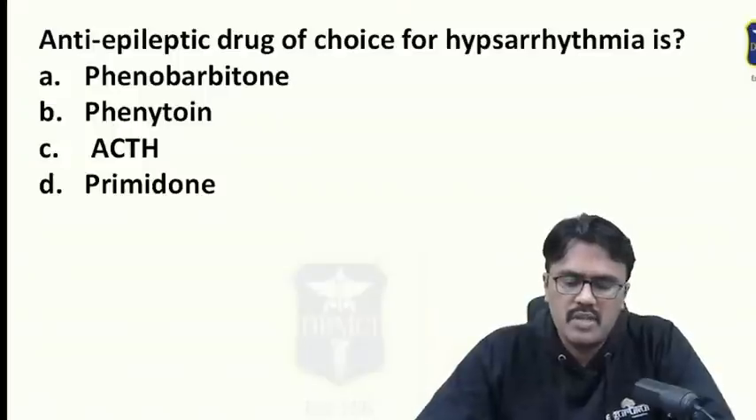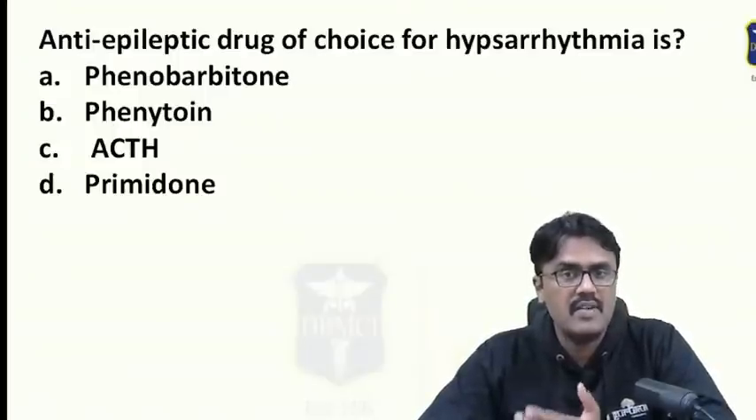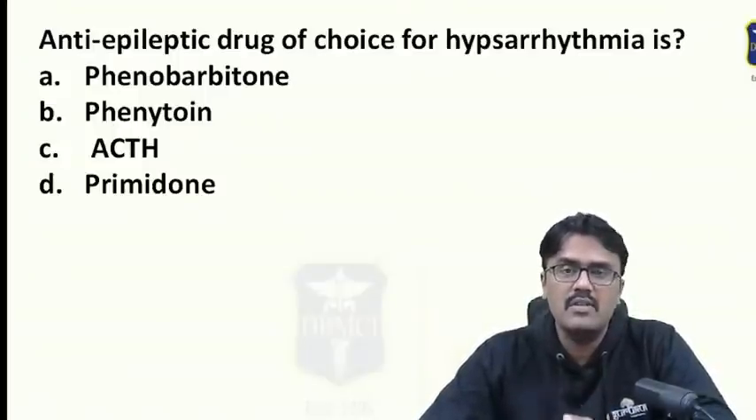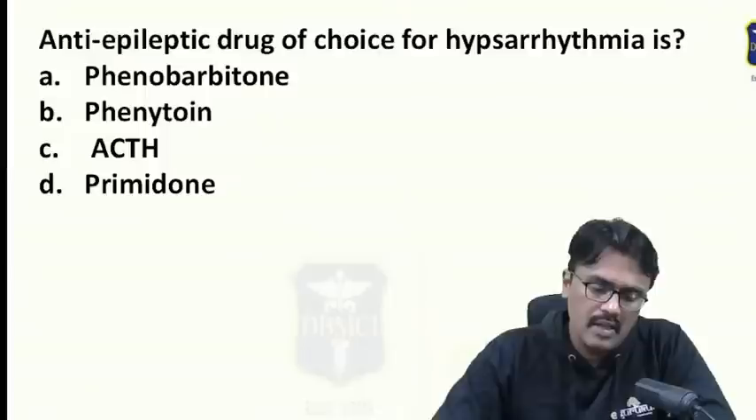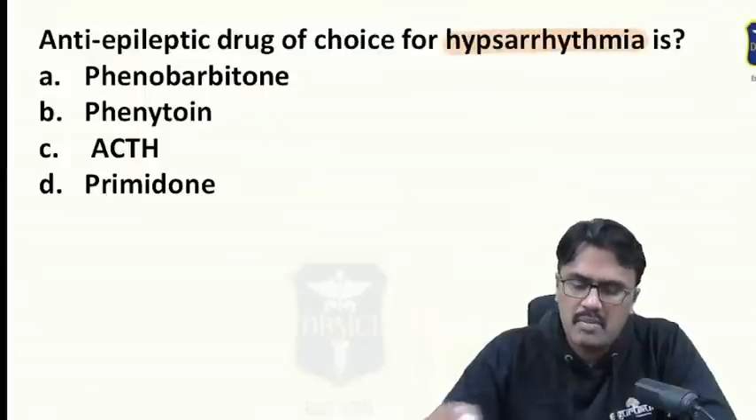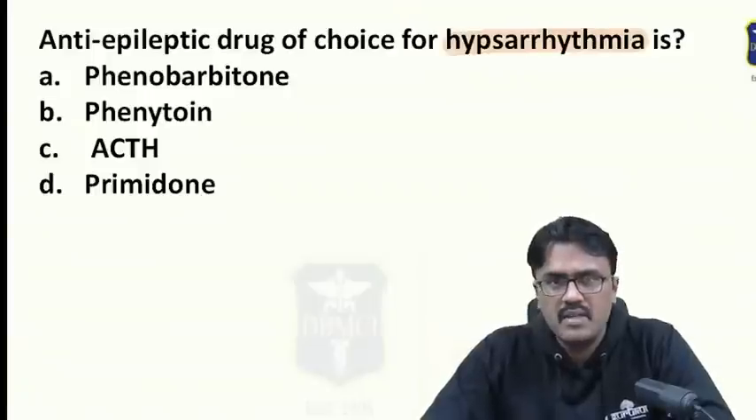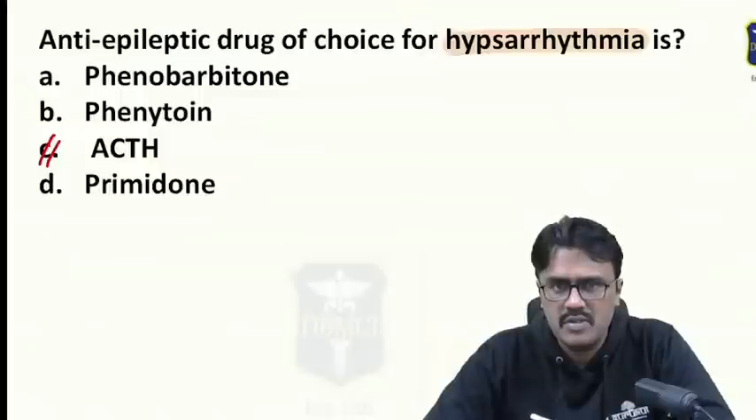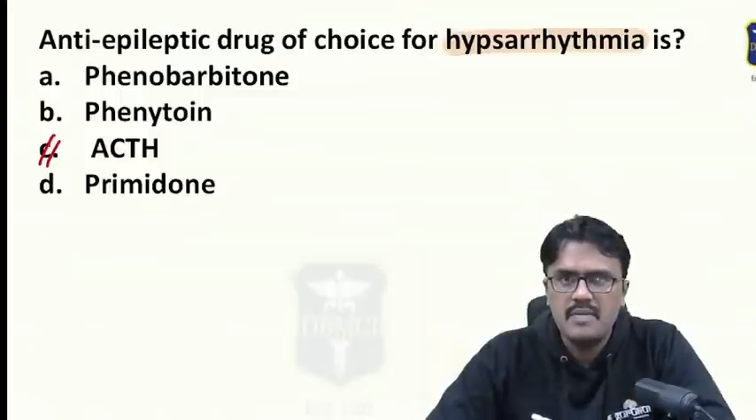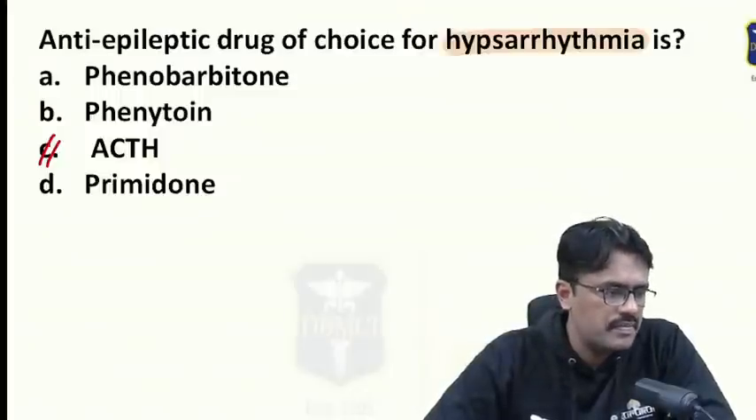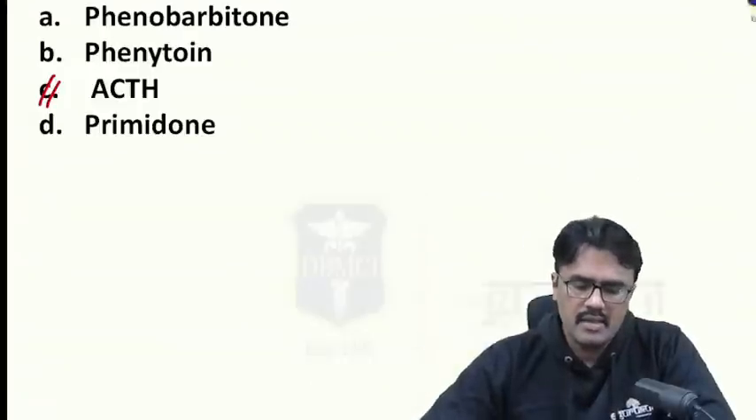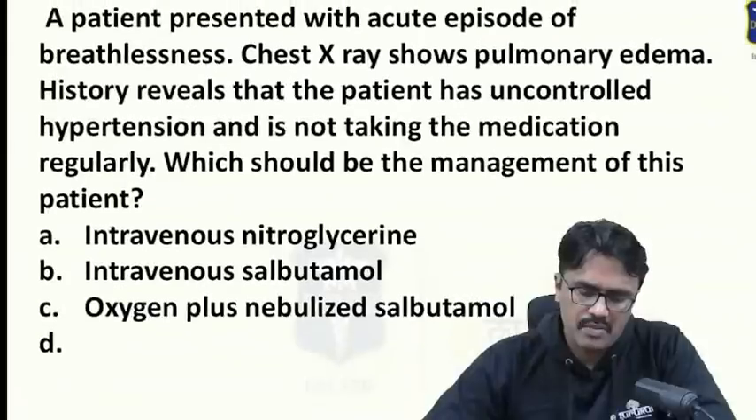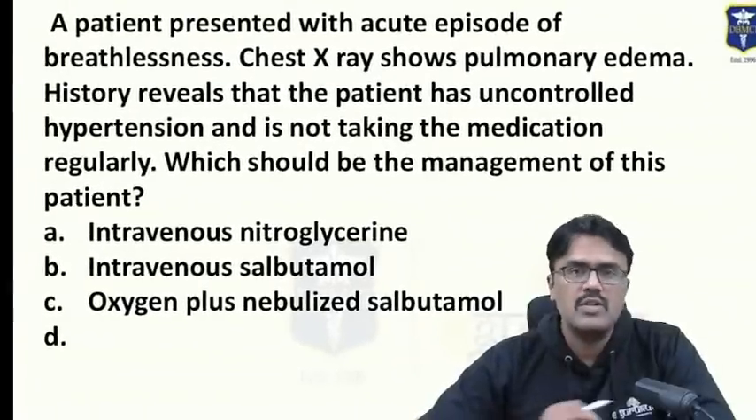Anti-epileptic drug of choice in hypsarrhythmia. Recently that was asked as West syndrome. West syndrome, that is infantile spasm. In that, the most common EEG abnormality will be hypsarrhythmia. For this, the drug of choice is ACTH. That is the one which we use. Hypsarrhythmia, it is ACTH. Right, a direct question.